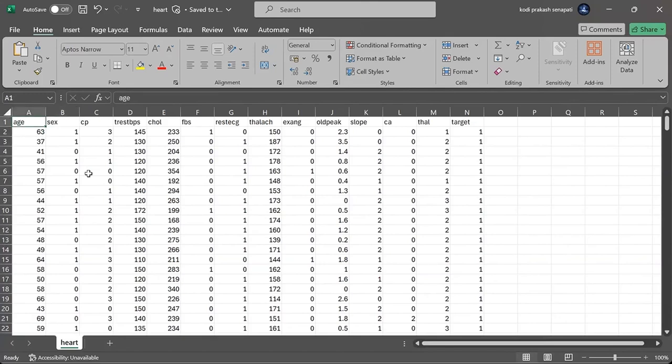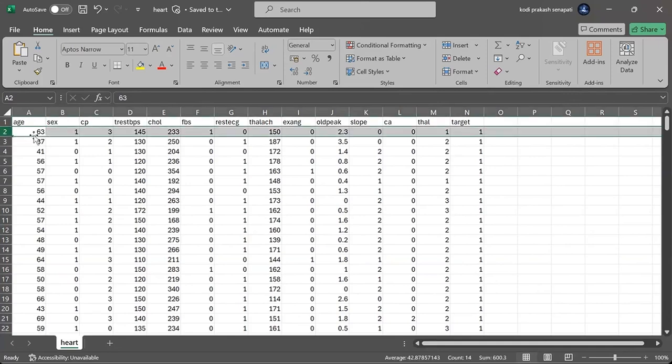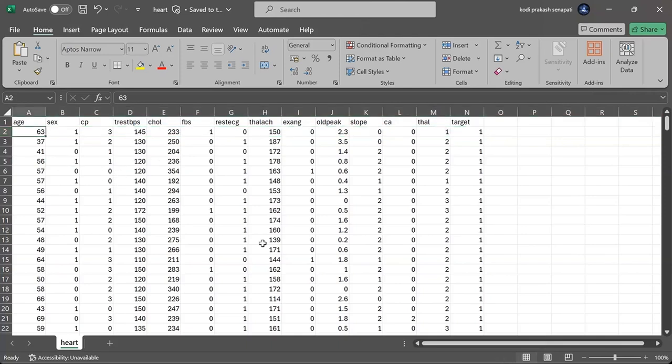So we have 303 records, meaning 303 patients, guys. If a patient goes to the hospital, in organizations the patient's name, age, all those things are credentials. So never ever work with any data with credentials, guys, remember. So age, a customer or patient age is 63.